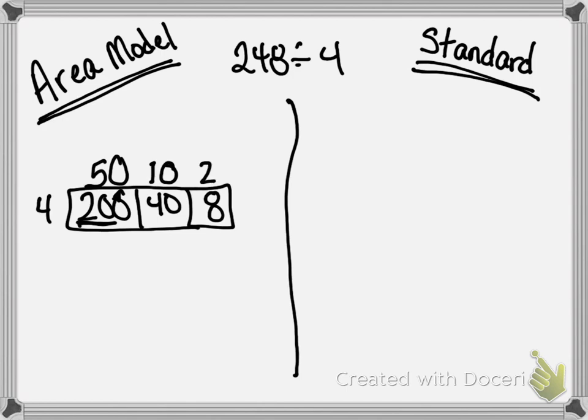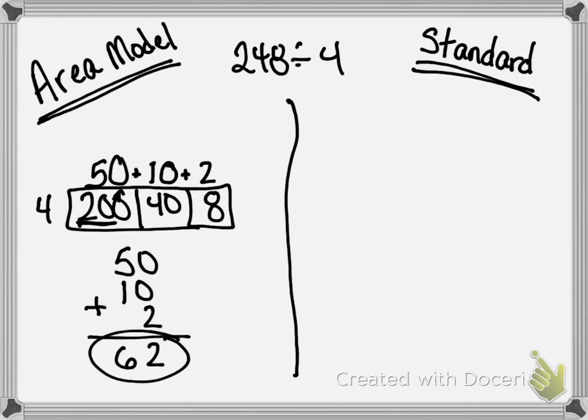Now, since we broke apart our number, we need to add these numbers back together to get our final quotient. Okay, so I need to add 50 plus 10 plus 2, and my final quotient is 62. Since we broke this apart, we've got to put it back together. We need to add all those back together, and that gets you my final quotient. The standard way is just the basic way that we have taught you.